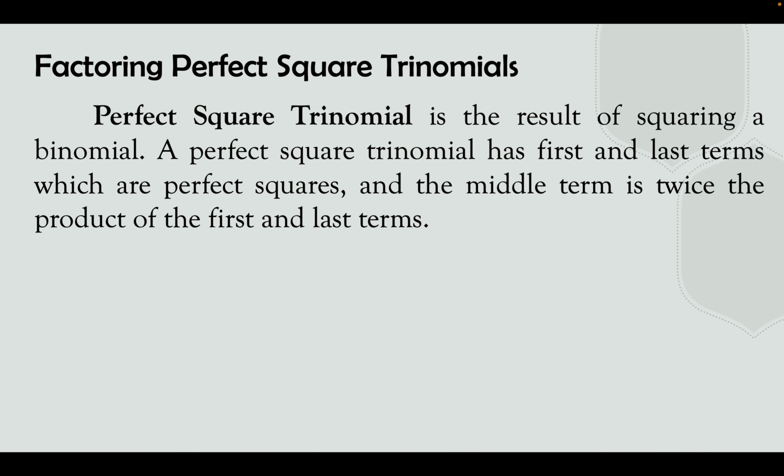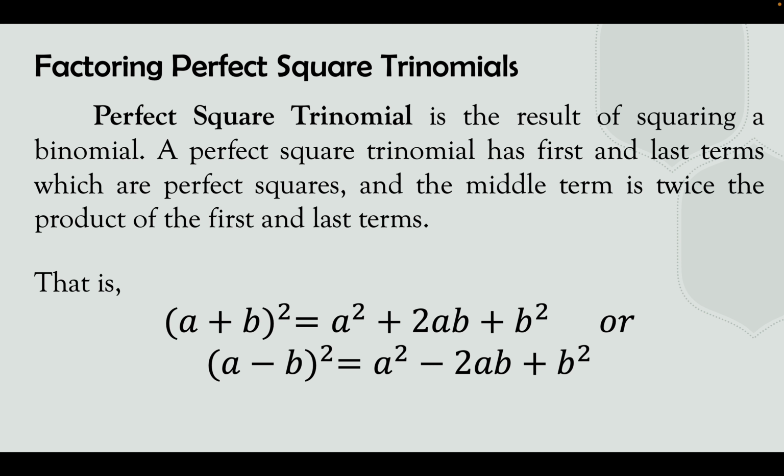In this video, we will discuss all about factoring perfect square trinomials. A perfect square trinomial is the result of squaring a binomial. It has first and last terms which are perfect squares, and the middle term is twice the product of the first and last terms. That is, (a + b)² = a² + 2ab + b², or (a − b)² = a² − 2ab + b².